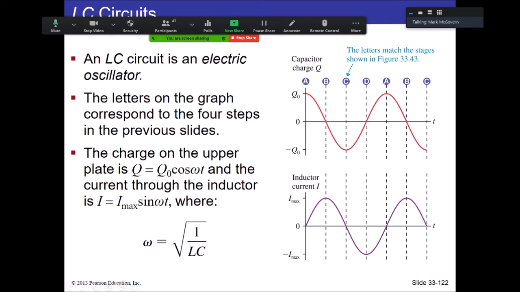And then you can see down here that the current, which is the time derivative of that, would end up being a minus sine function, but there's another minus in there from the fact that the current relates to that Q, and we end up with a sine function here.